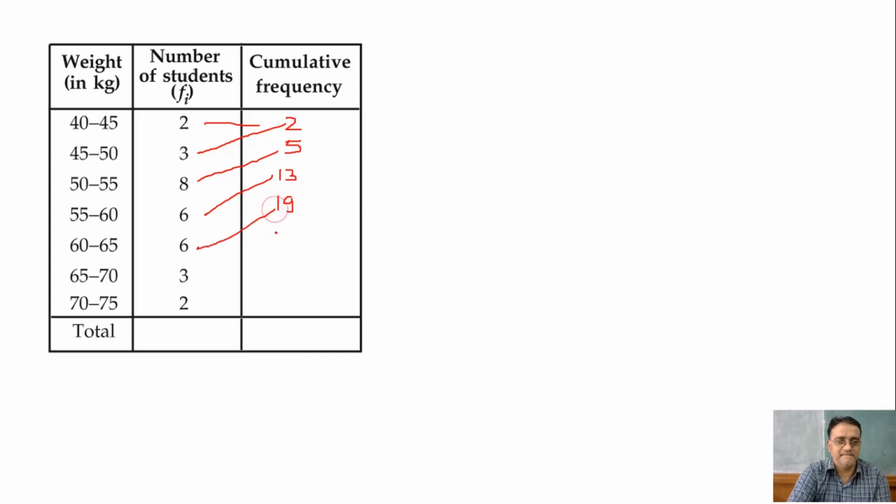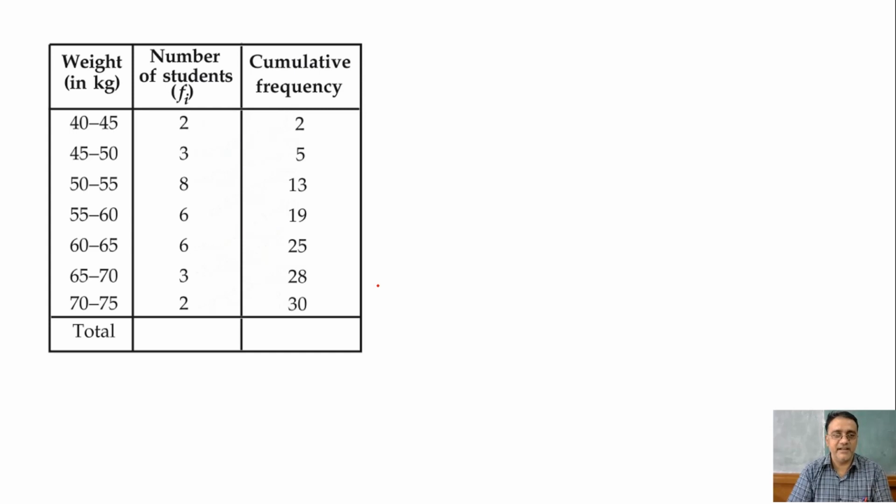Next CF 25. Next CF 28. Next CF 30. Okay. So we got all the CF. 2, 5, 13, 19, 25, 28, 30. So n is equals to 30 here. What is n by 2? 15. 15 से जो nearest smallest CF कौन सा है? 13. So 13 के बाद वाला जो क्लास है वो मीडियन क्लास होगा.